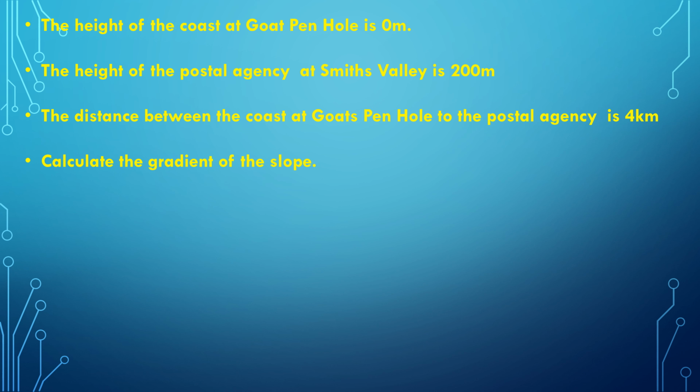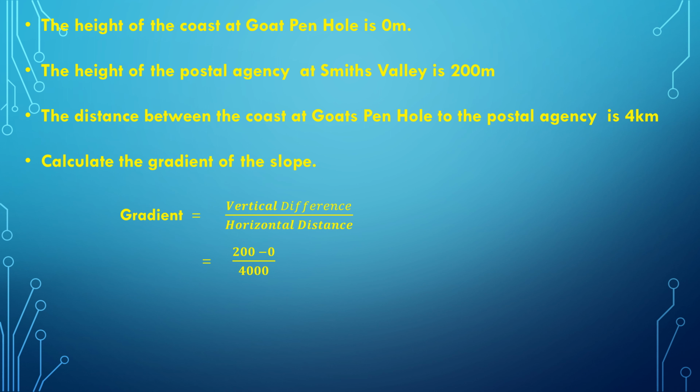Let us now calculate the gradient. In the first step in calculating our gradient, we must state our formula. So we say gradient is equal to vertical difference over horizontal distance. Now we type in our numbers. So we say 200 minus 0 all over 4,000.